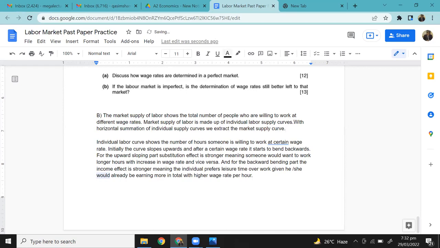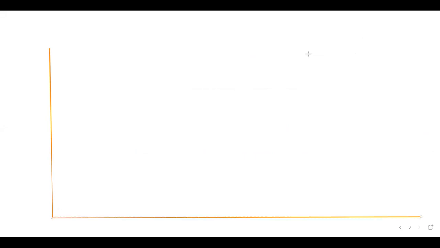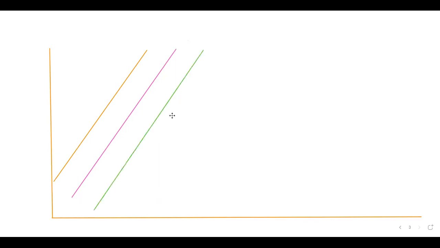Okay, now have a look at this. Now, what you need to do to extract the market supply curve, have a look at this. Obviously, this will be a little unrealistic assumption, but let's assume there are three people who supply a certain type of labor, right? So there are only three people who are qualified to work as, let's say, nuclear scientists. So let's choose something which is very unique. So there are only three people in Pakistan who are qualified enough to work as nuclear scientists.